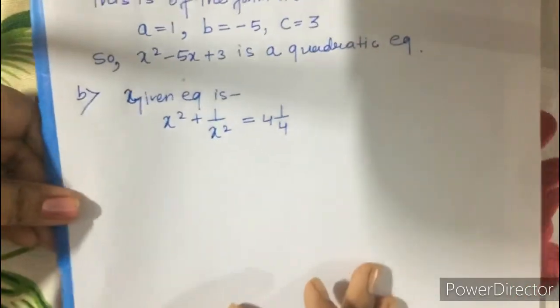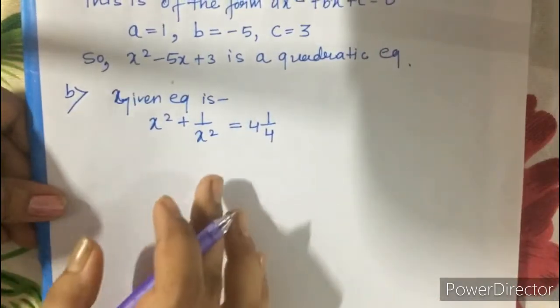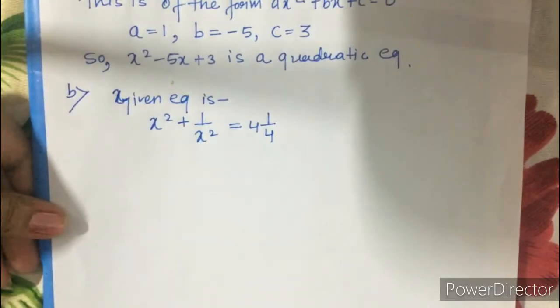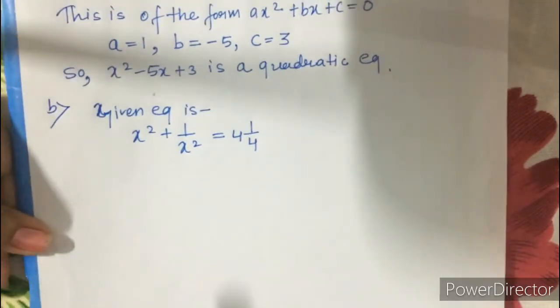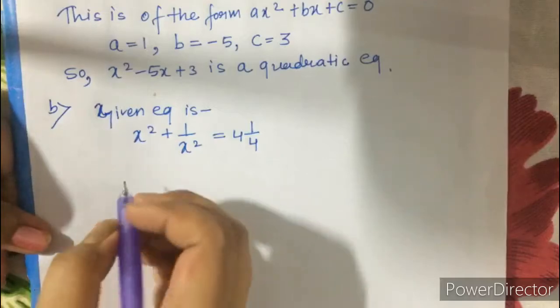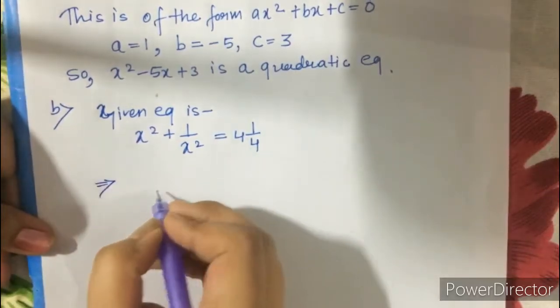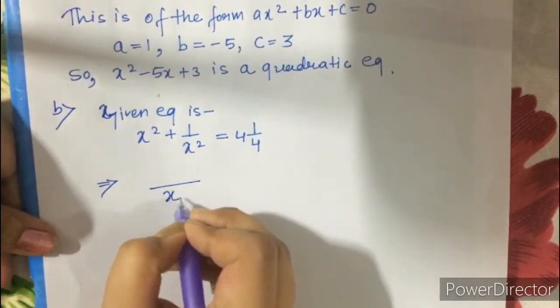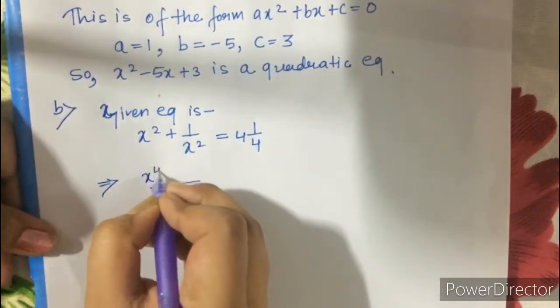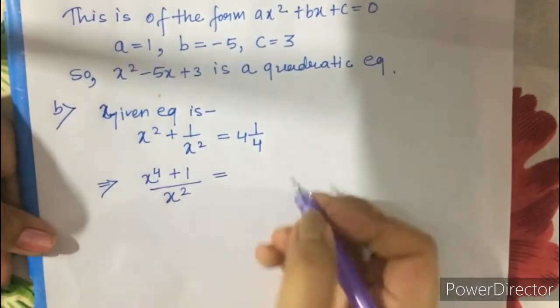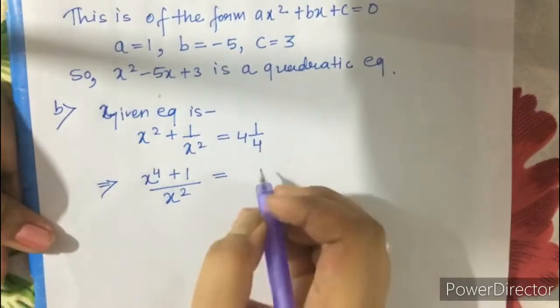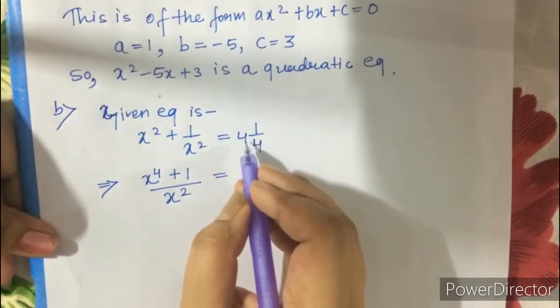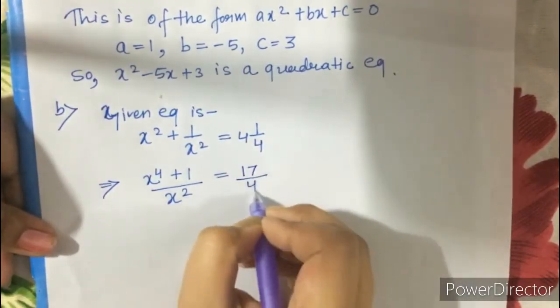In this case, by just looking at the equation, we cannot say whether this is a quadratic equation or not. For that, firstly we need to solve the given equation. Let us take the LCM. Here the LCM is x square, so it will become x to the power 4 plus 1 is equal to, you just need to simplify this value, 4 4s are 16 and 1, 17 by 4.